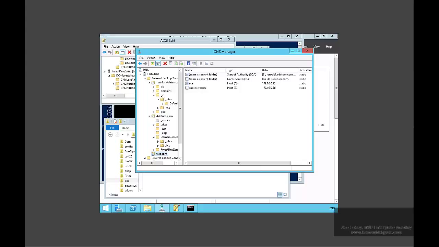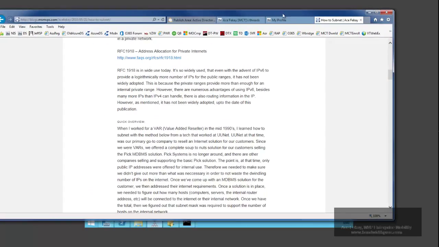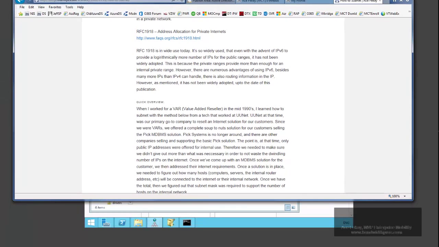I want to go over subnetting, how to subnet. I already have a blog out. Some of you may know I already have a blog out on subnetting. And you can see right here where it is.